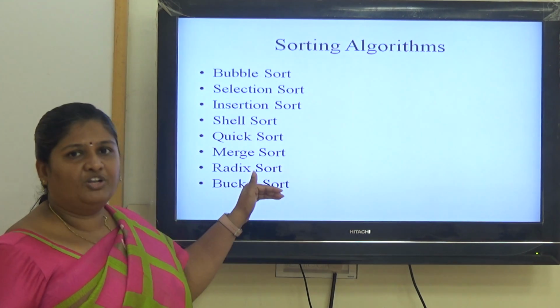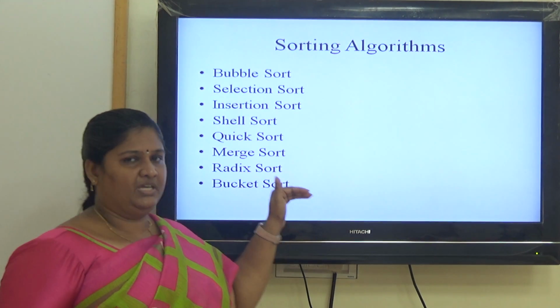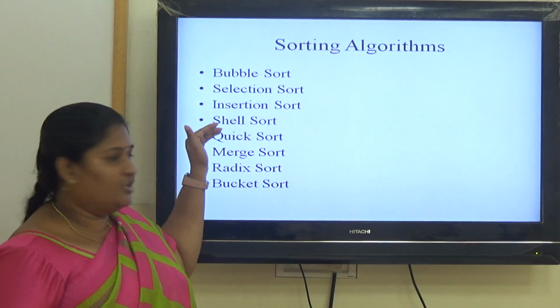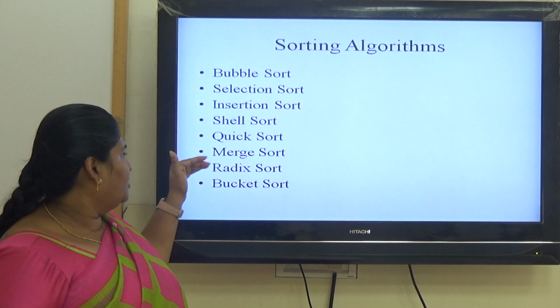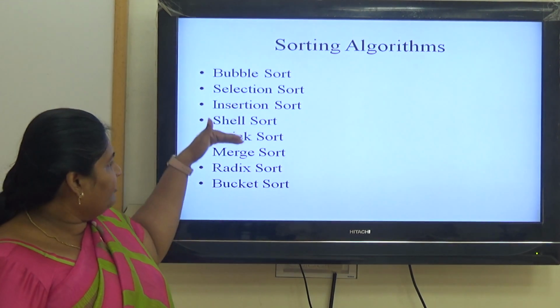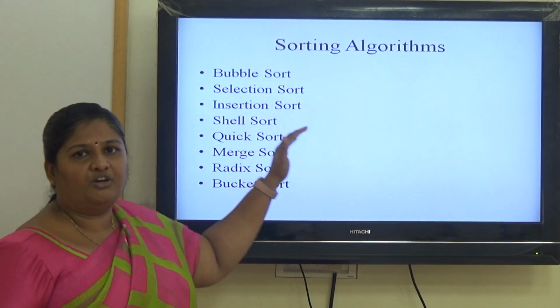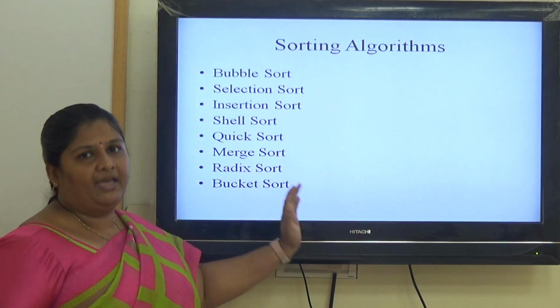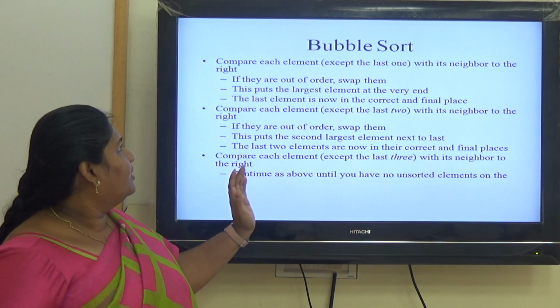These are some of the sorting algorithms we are going to see. Bubble sort, selection sort, insertion sort, shell sort, quick sort, merge sort, radix and bucket. The first 5 sorting algorithms come under the category of internal sorting and the last 3 algorithms come under external sorting. Bubble sort.